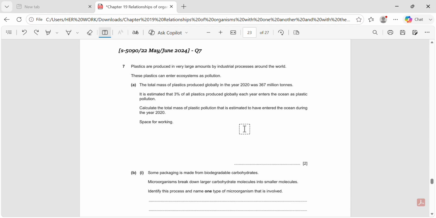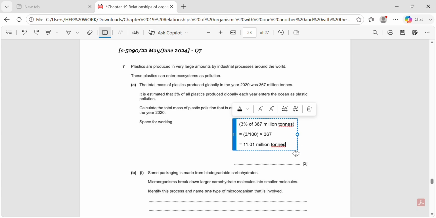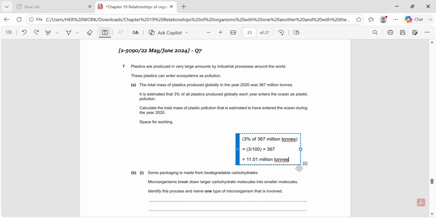This is a simple percentage calculation. We need to find 3% of 367 million tons. The working is 3 divided by 100 multiplied by 367 equals 11.01 million tons. So the answer we write is 11.01 million tons.